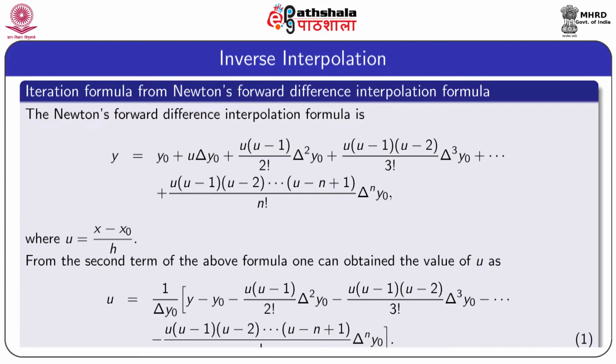From the second term of the right hand side, the above formula can be written as u equal to 1 by delta y0 into square bracket y minus y0 minus u into (u minus 1) by factorial 2 into delta 2 y0 and so on. The last term is minus u into (u minus 1) into (u minus 2) up to (u minus n plus 1) into delta n y0 whole divided by factorial n, square bracket closed.